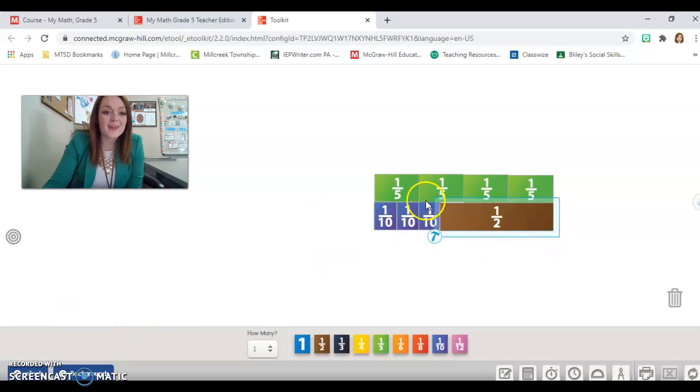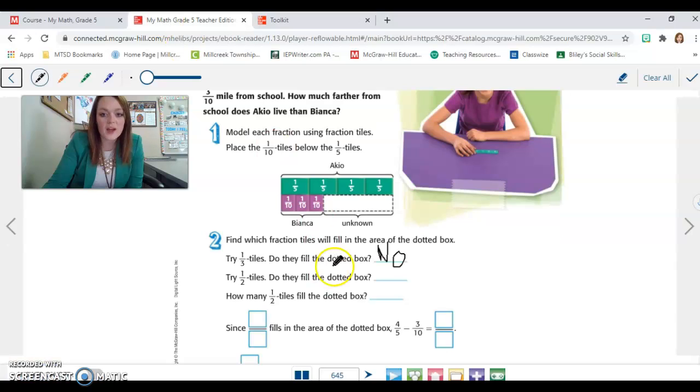We can figure out what the missing piece is. And in this case, 1/2 does fit. So we can write yes. And how many 1/2 tiles fit? We had one tile. So since 1/2 fills the area of the dotted box, we can say that 4/5 minus 3/10 is 1/2. So this is another way of doing it.